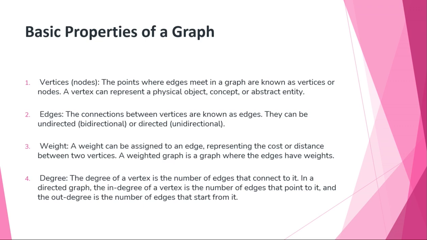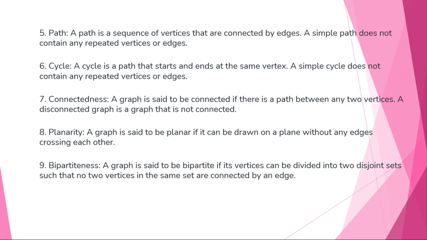Next one is weight. The weight can be assigned to an edge, representing the cost or the distance between the two vertices. A weighted graph is a graph where the edges have weights. Degree. The degree of a vertex is the number of edges that connect to it. In a directed graph, the in-degree of a vertex is the number of edges that point to it, and the out-degree is the number of edges that start from it.